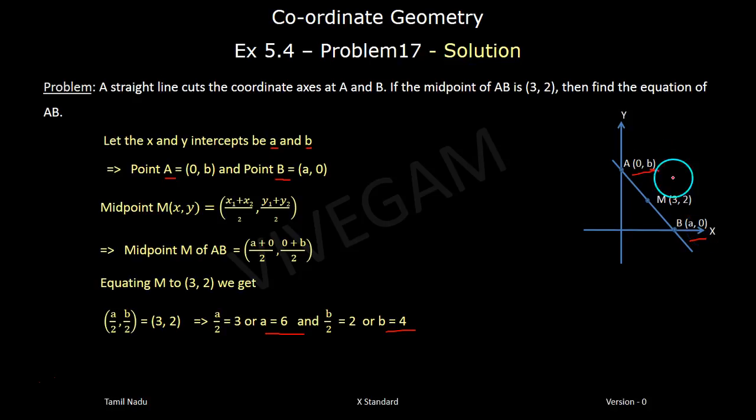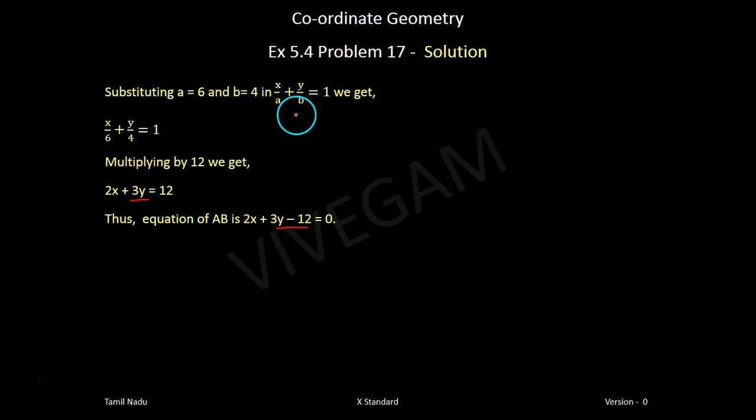So now you know the point A and point B. The midpoint is given. Use the midpoint formula. Calculate the midpoint of A and B. Equate the x coordinate to 3. Get the value of A. Equate the y coordinate to 2 and get the value of B. Once A and B is known, put that in the intercept form, simplify it and get the equation of the required line.